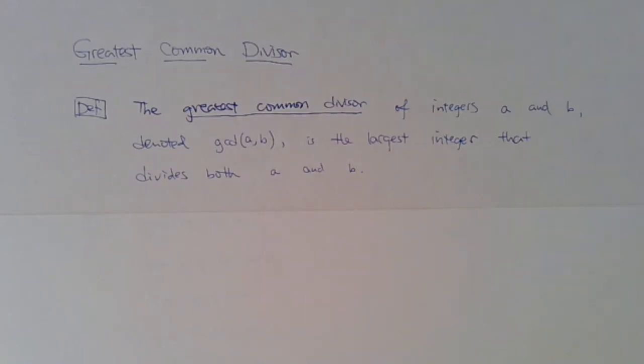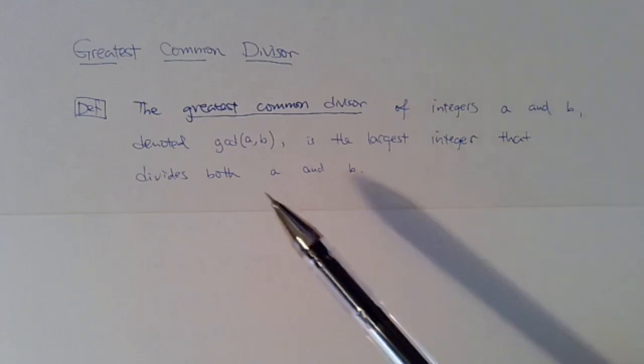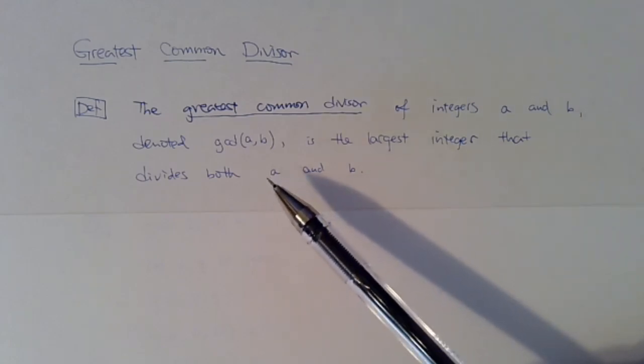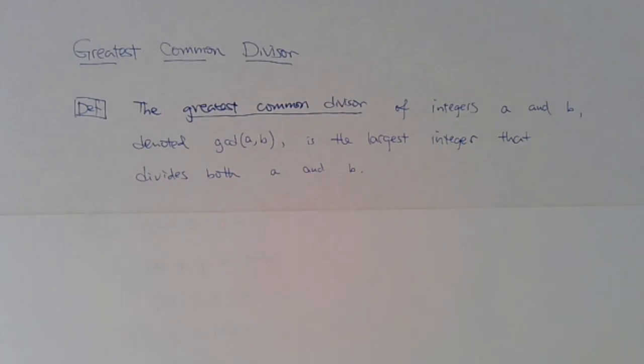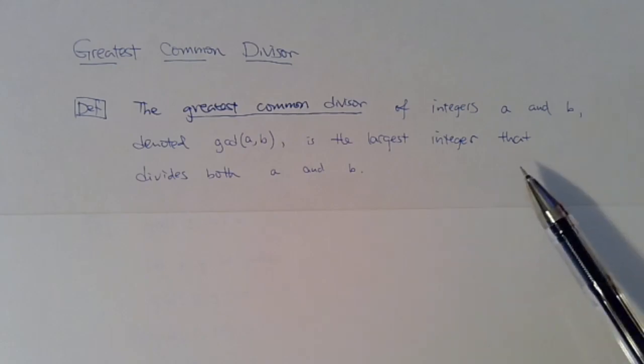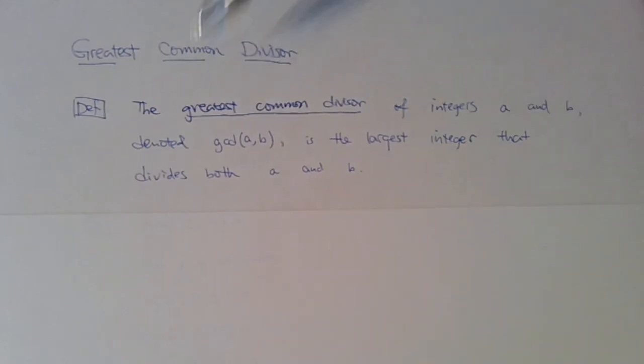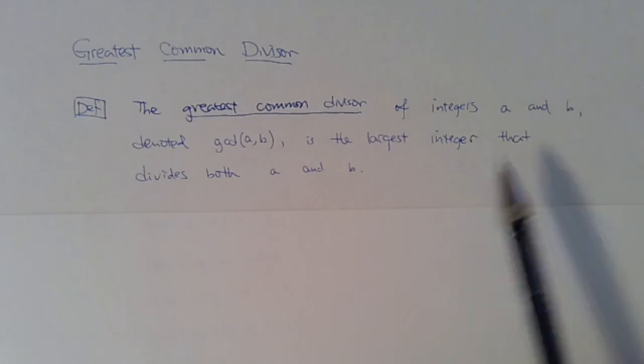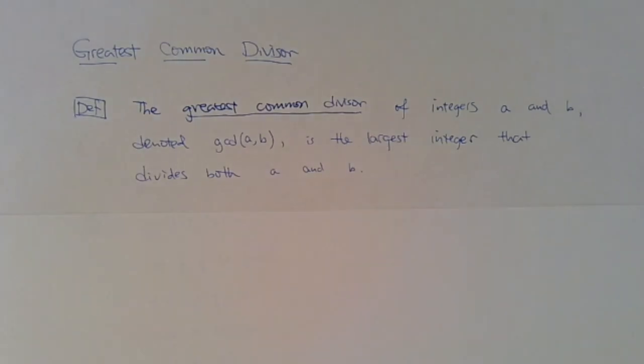Greetings! Today we're going to learn about greatest common divisor, GCD, and also proofs involving GCD. The greatest common divisor of integers a and b, we'll denote it as GCD(a, b). We'll often just hear people saying GCD instead of greatest common divisor. But the GCD is the largest integer, so the greatest common divisor. So the largest integer that divides both a and b, so it's a common divisor.